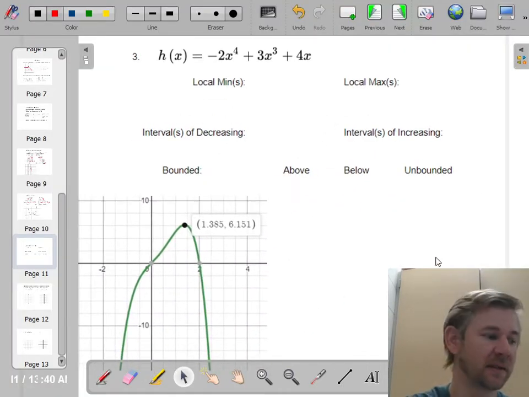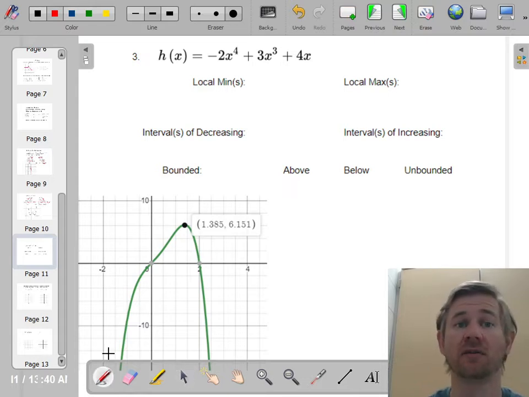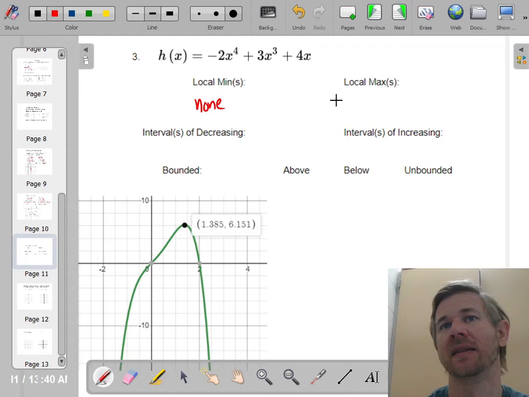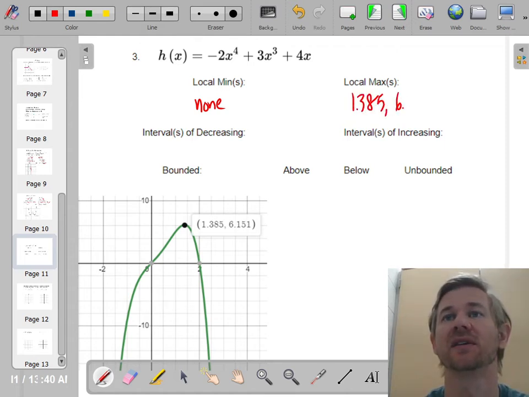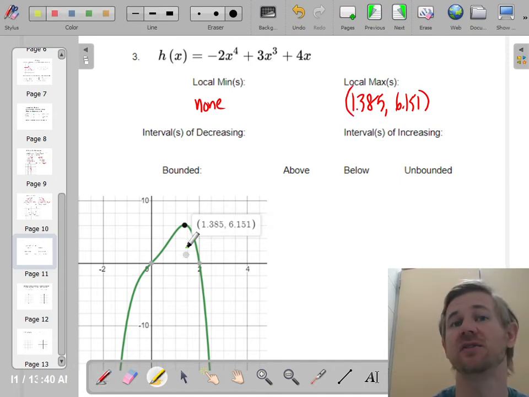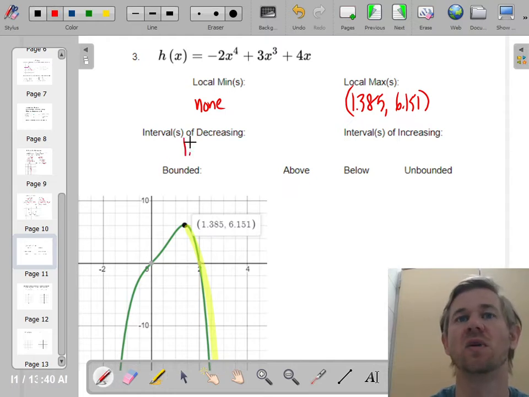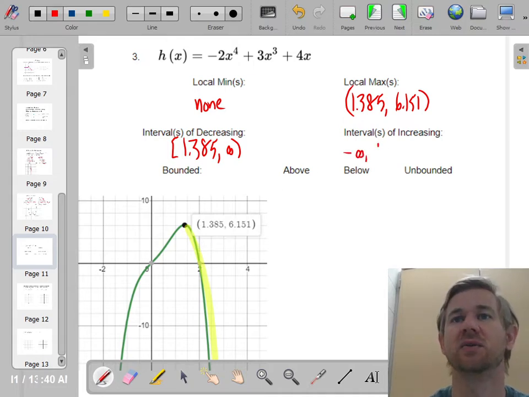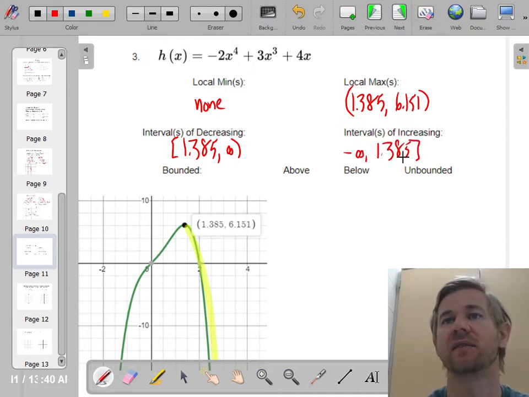So local mins, in this problem, there are none. We'll just say there are no local minimums. It doesn't turn around that way. But there is a local max, 1.385, 6.151. Intervals of decreasing. You can tell there's only one turnaround, which means there are only going to be two intervals. The interval of decreasing is 1.385 to infinity. The interval of increasing is negative infinity to 1.385.